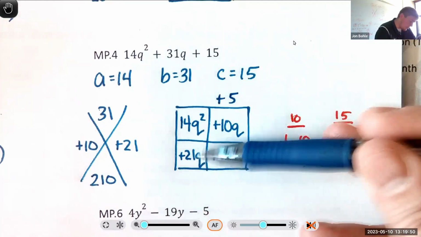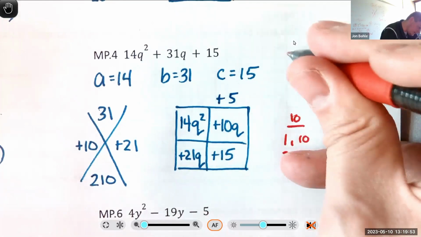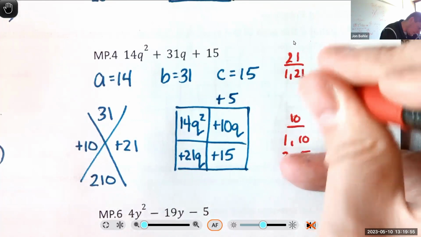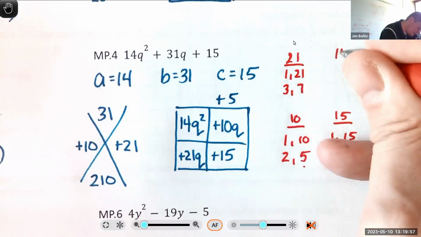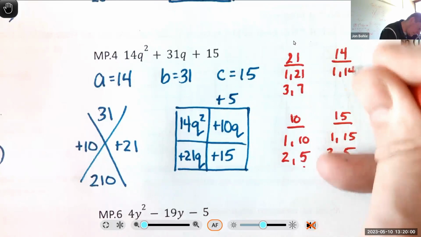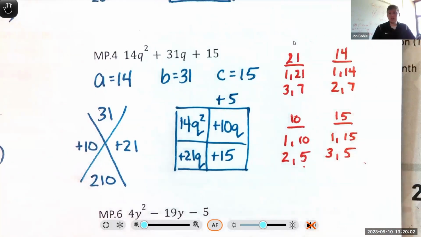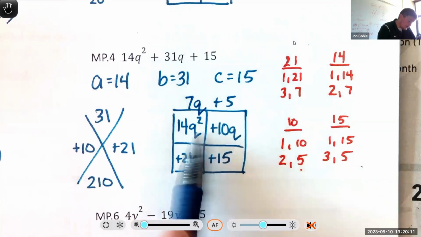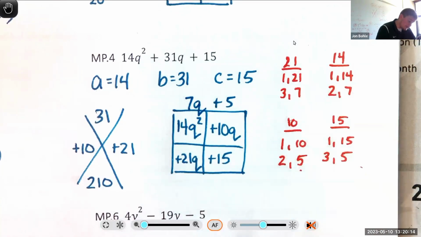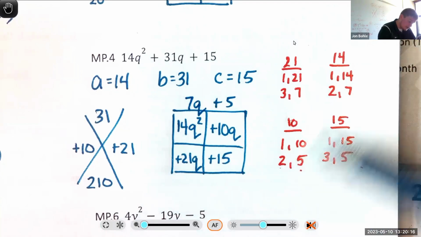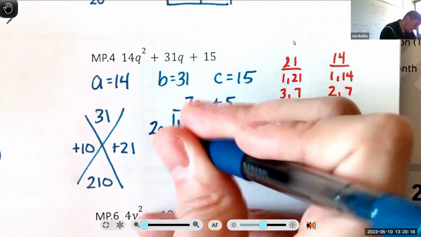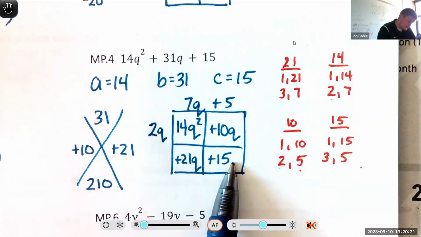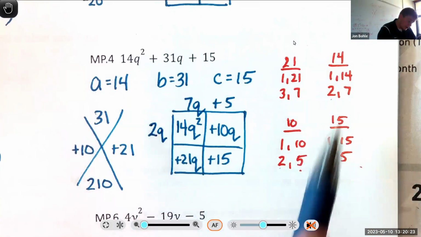Okay, greatest common factor of 21 and 14. So here's 21, and here's 14. And again, you're looking for the largest number in each list. The largest number in the lists of 21 and 14 is 7. So this is going to be 7Q. Here, you're going to look this direction, between 14 and 10, and find the biggest number in each of those. It's going to be 2. So this will be 2Q. And then 21 and 15, which will be 3.